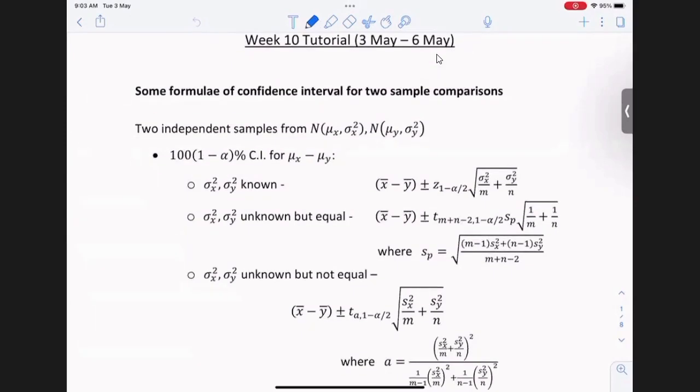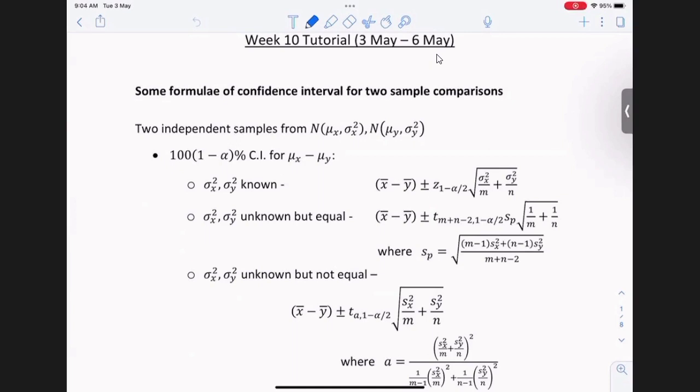So there are different scenarios in which we will use different formulas. For example, if you are told that you have two independent samples drawn from normal distributions, with mean and variance given by mu X, sigma X squared, and mu Y, sigma Y squared, then we may want to find a confidence interval for the difference in the population means. The reason for calculating this confidence interval is that we would like to compare the population means of these two populations. Then, depending on our information about the population variances, we will have different formulas.